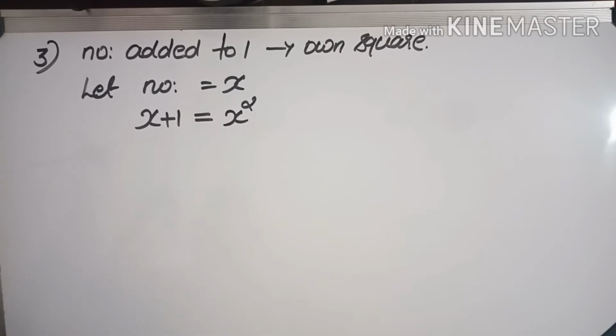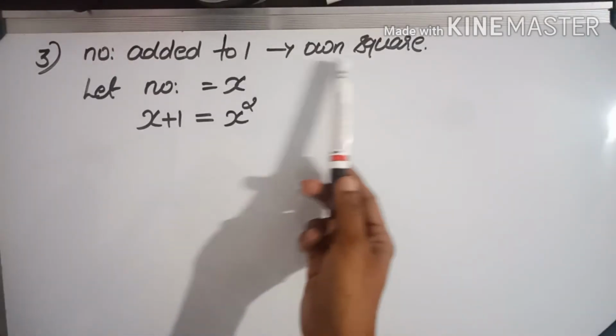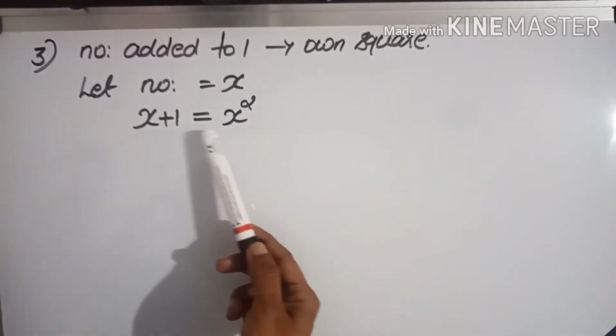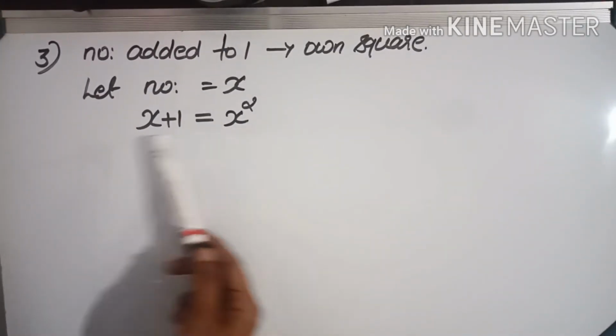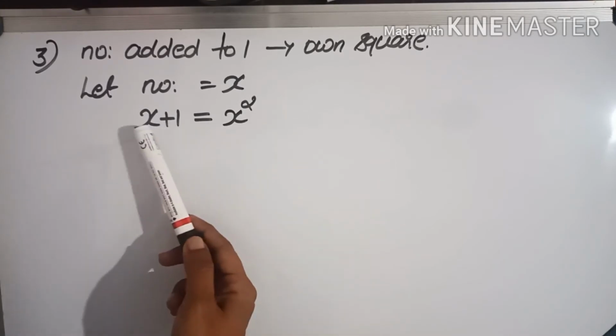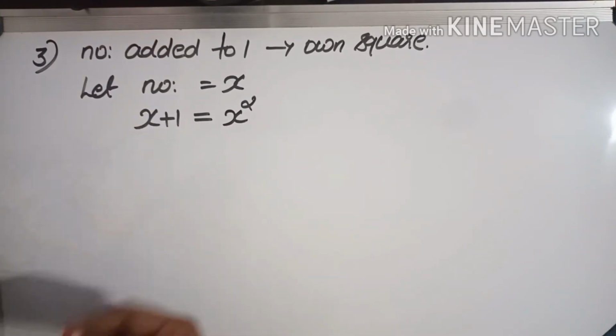Okay, when we add 1 to a particular number, the answer must be that number's square. So x plus 1 equals x square. This is the statement given. We have to find which number that is. That x we need to find here. So this is not in order. We need a second degree equation in correct order, so let's arrange this equation first.